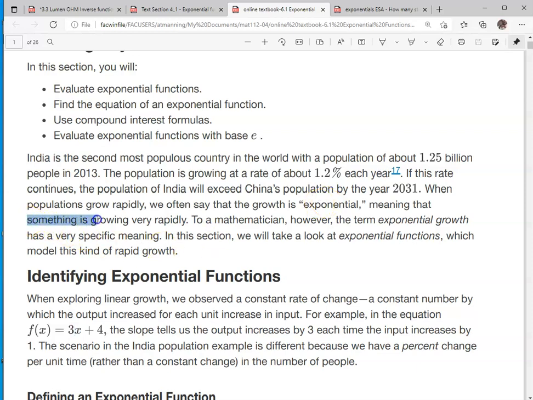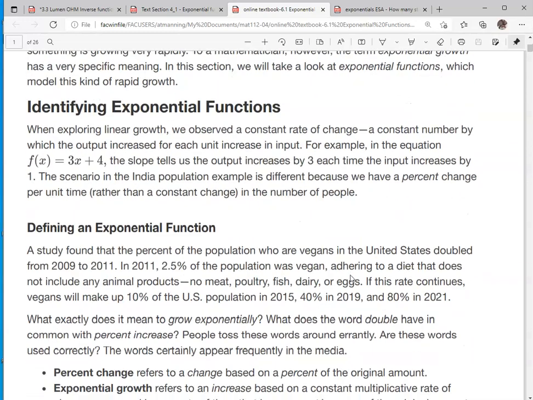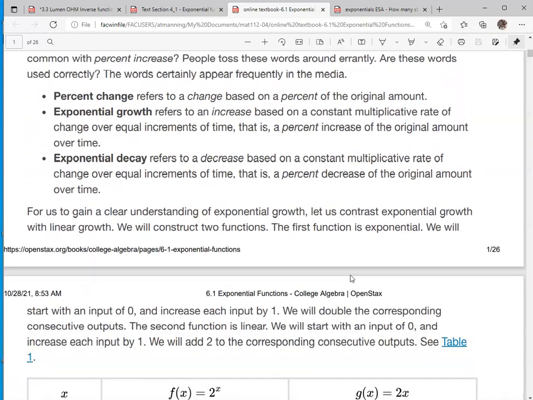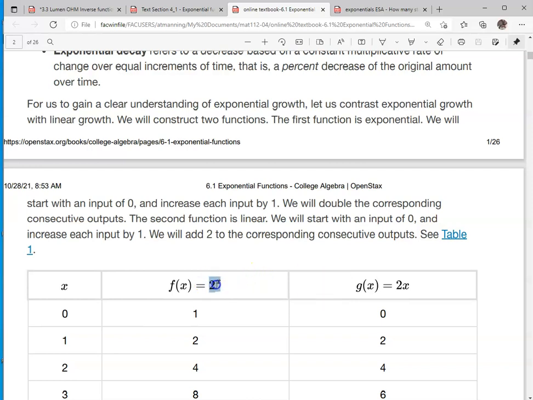Sometimes it's either growing or decreasing very rapidly. For investments, we love that. Sometimes there's exponential decrease in something. But the whole point is an exponential function looks something like a number to a power of x. Instead of the linear, I'm just multiplying x by a number, exponential is I'm taking some number, taking it to the power of x.